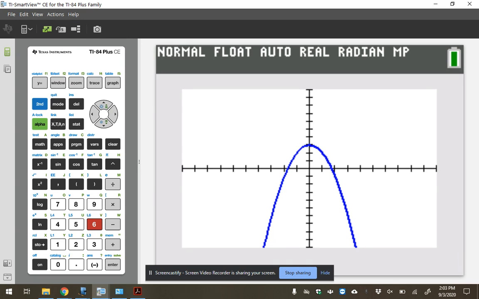Okay. So, does that pass the vertical line test? Yes. Yes. So it is a function. What's the domain of that function?